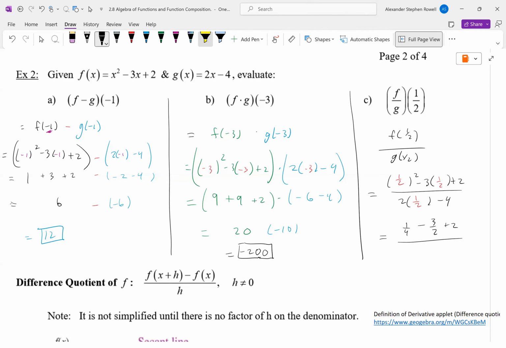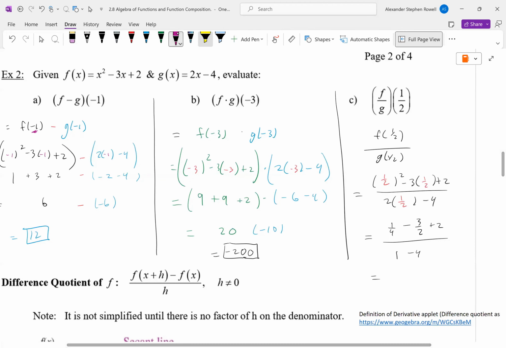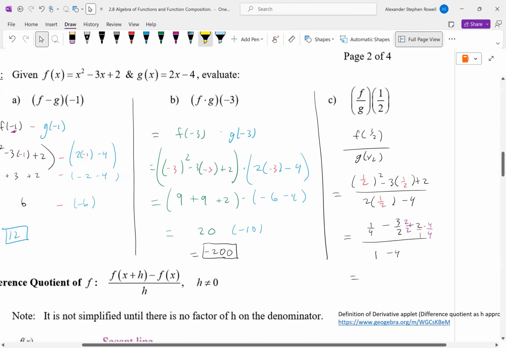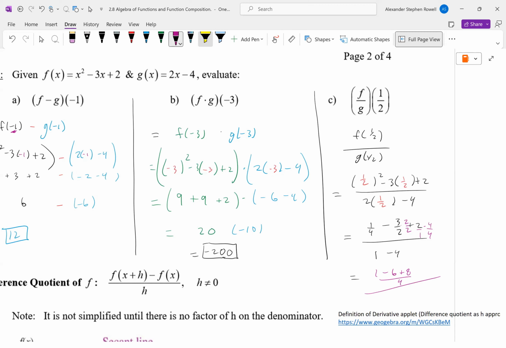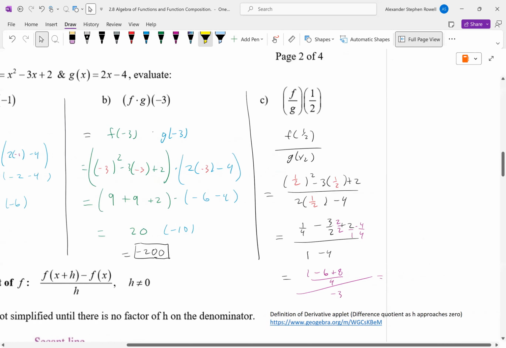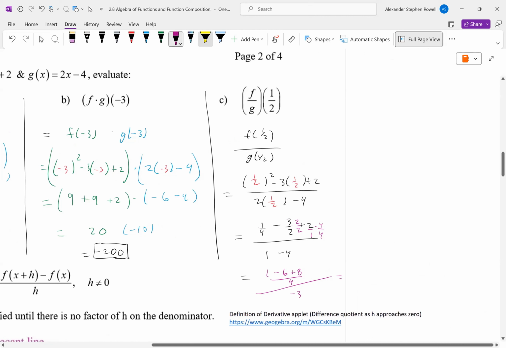-3/2 plus 2 over 1 minus 4. Let's get a common denominator. Times 2 over 2, and we'll multiply this one by 4 over 4. What is 1 minus 6 plus 8 over 4, all over -3? So that's 9 minus 6, which is 3/4. 3/4 divided by -3 is the same as multiplying by -1/3. And our answer is -1/4.